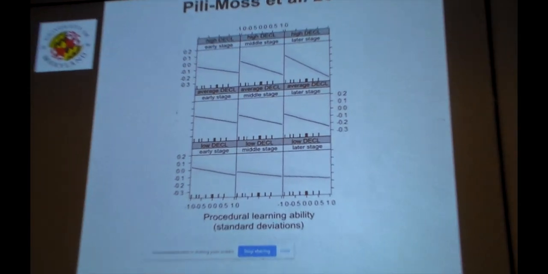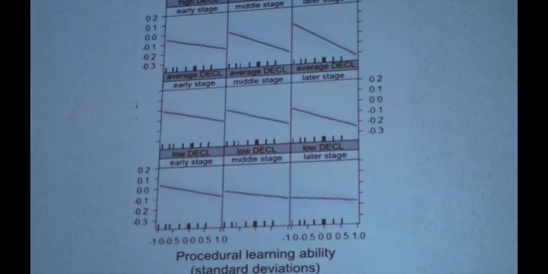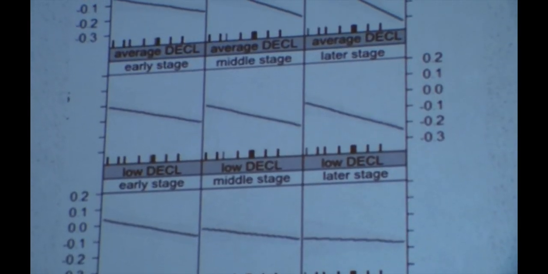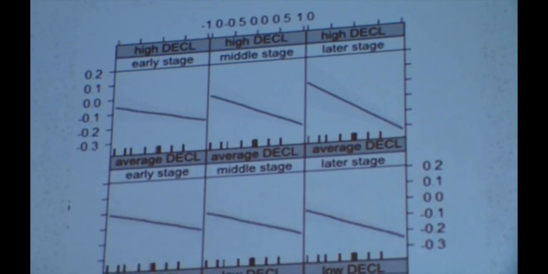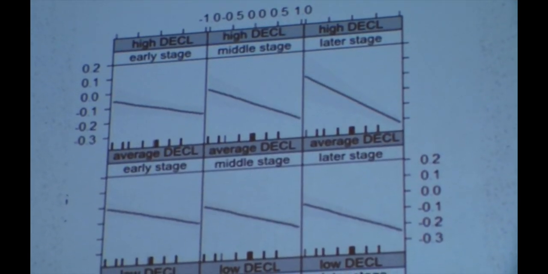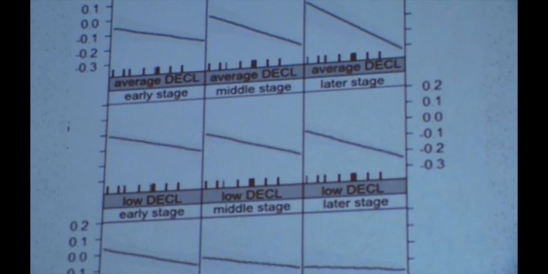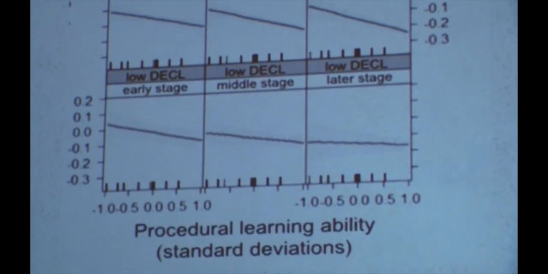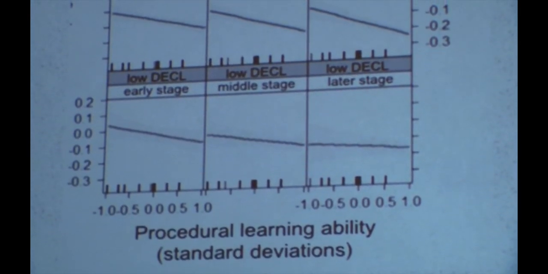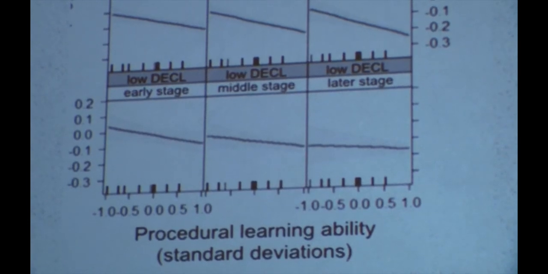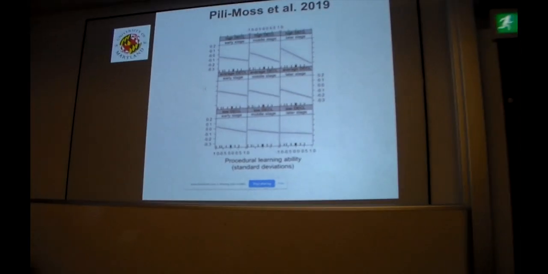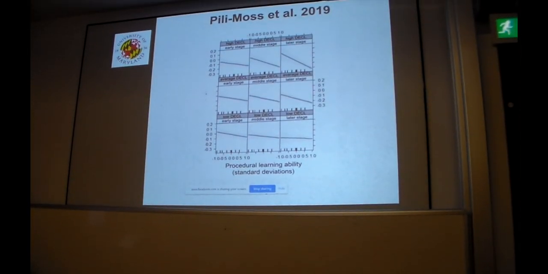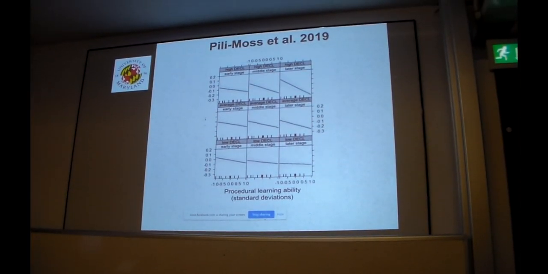So you have the high, middle and low declarative learners at the three levels, and then if you go from left to right, the early stage, middle stage, and later stage, you can see that for high declarative it goes down, at least it's steep, and down is good by the way here. Okay, so it's a steep graph that becomes steeper over time, and when you look at the bottom, low declarative, it becomes flatter over time, so the correlation becomes bigger in one case, smaller in the other case.